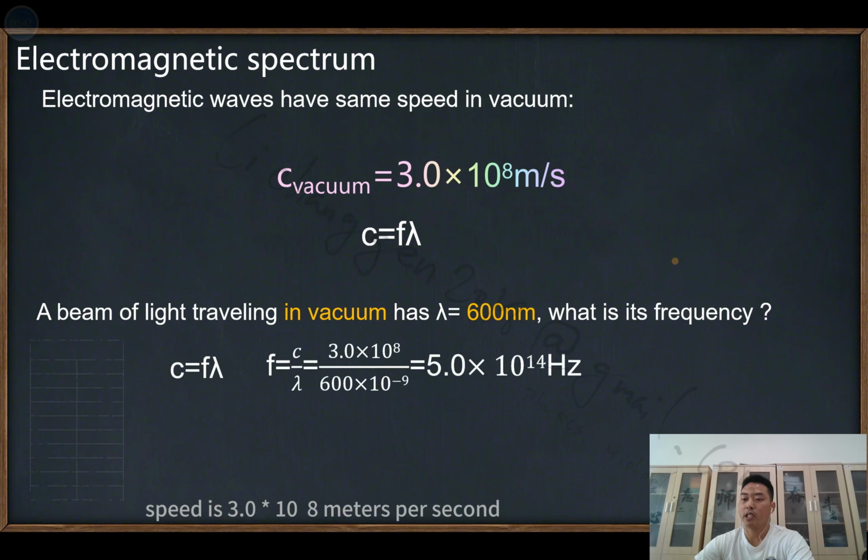Substitute the values. Speed is 3.0 times 10 to the power of 8 meters per second. Wavelength is 600 nanometers, which is 6 times 10 to the power of negative 7 meters. So the frequency is 5.0 times 10 to the power of 14 Hz.